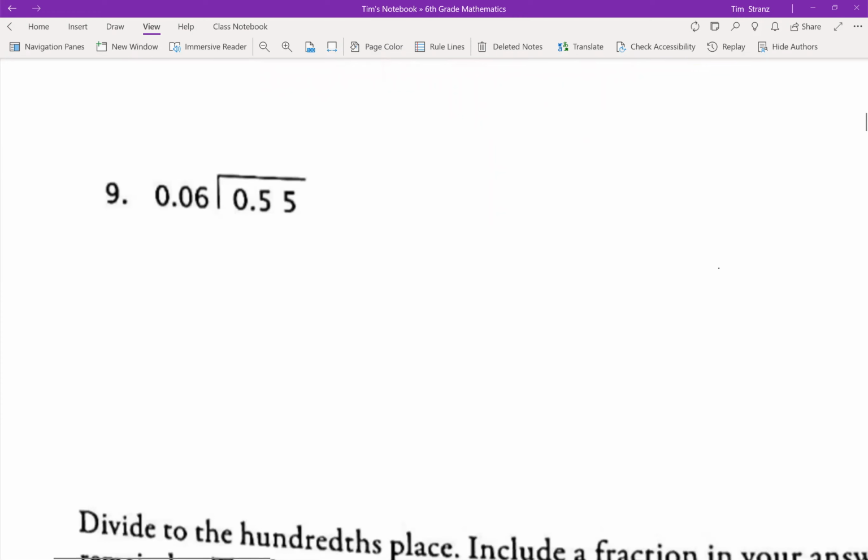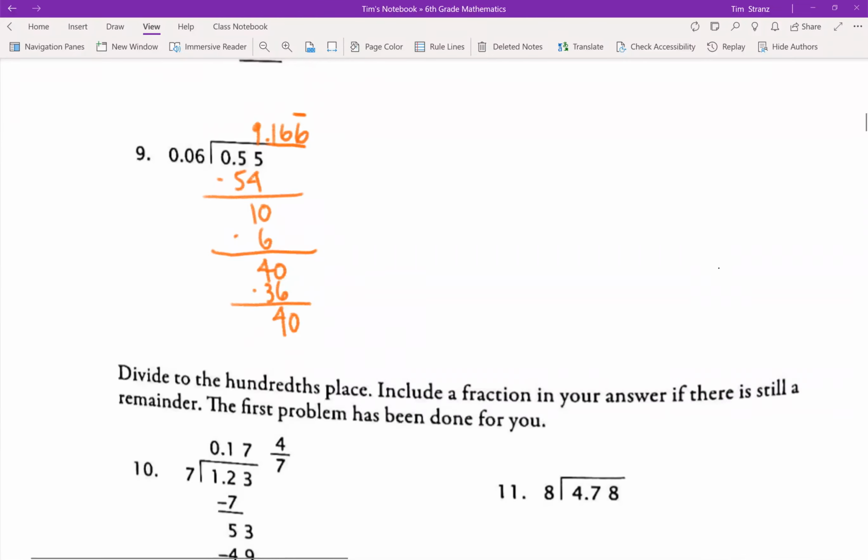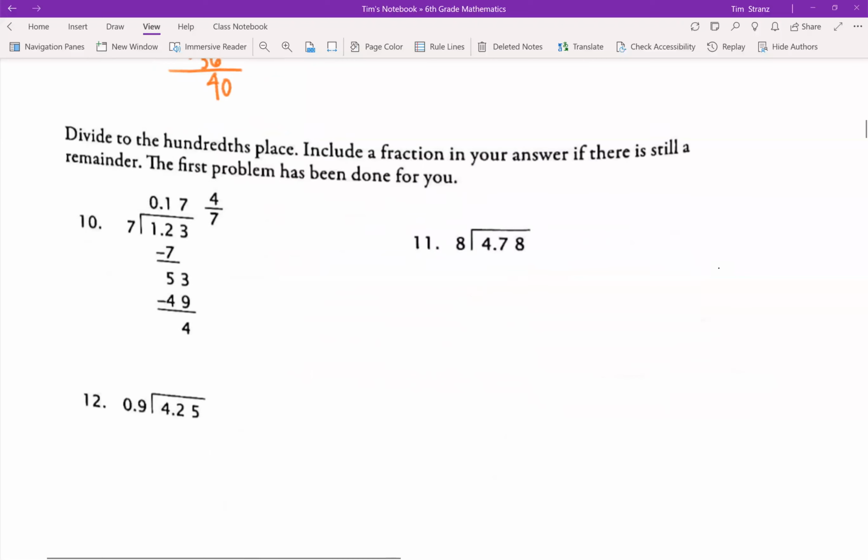Number 9. Move this over twice, move this over twice. 6 goes into 55 9 times. 6 goes into 10 1 time. 6 goes into 40 6 times. And then here's where it repeats. 6 goes into 40 6 times. So it's going to repeat over the 6. So 9.166 repeating.